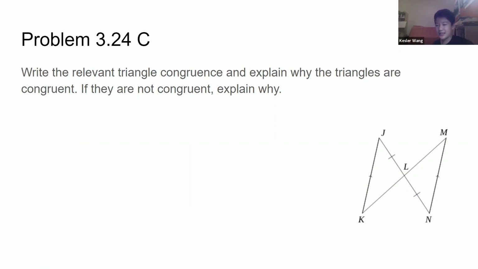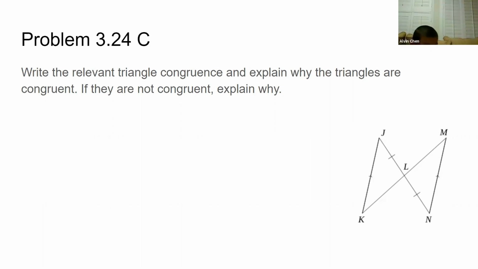Parallel lines make this a lot, not simpler, but just a lot, how do I say it? Okay, SAS congruent. The end. Yep, exactly. You can just say that JL. You can just say I think it's ASA. Oh yeah, it's going to be ASA.